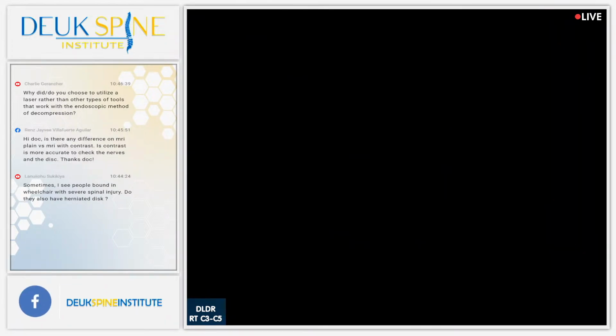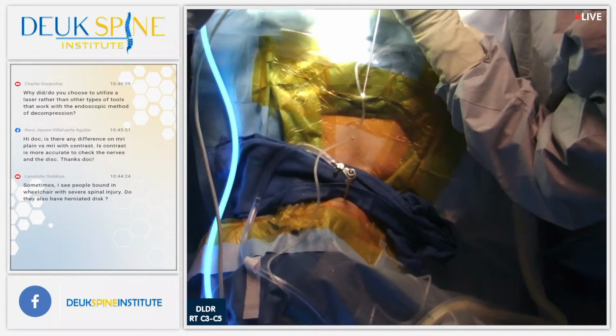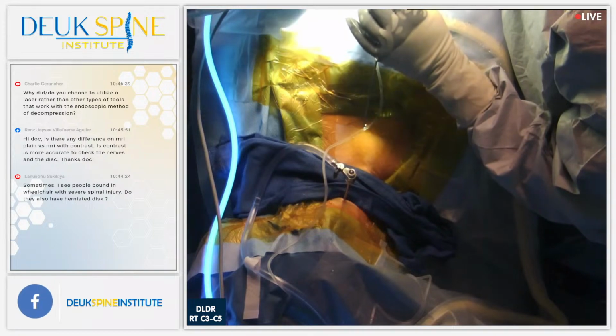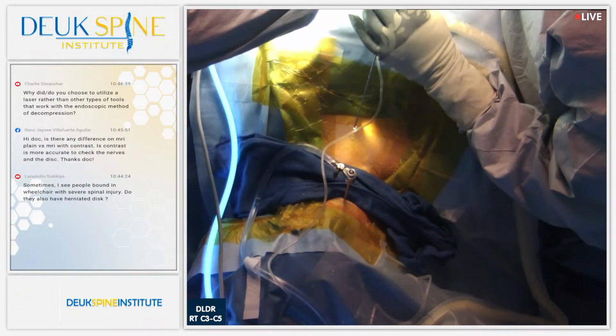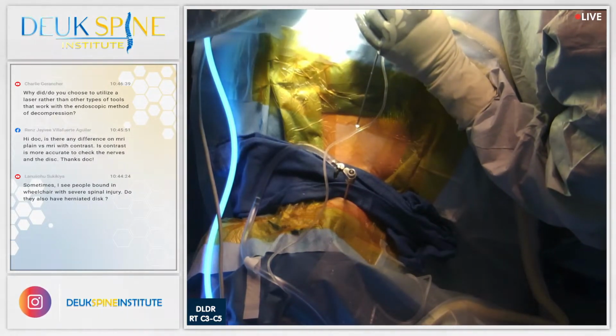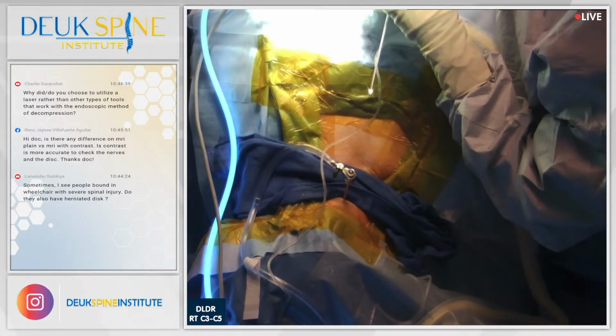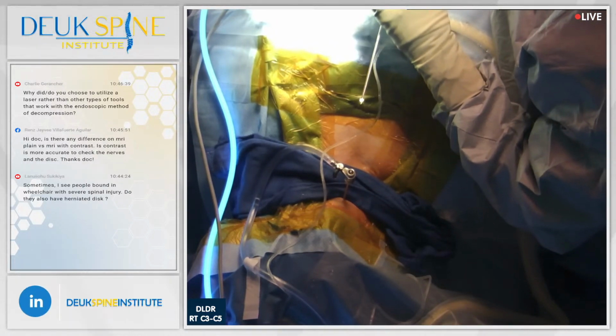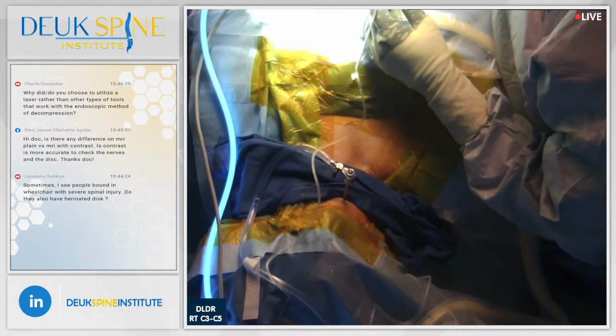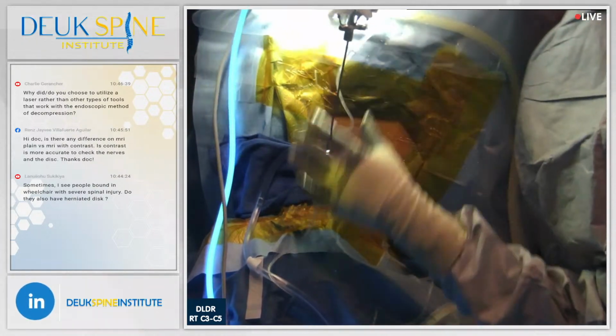But I think it's the glue. Yeah, I have a bad feeling it's the glue between the fibers because I was really pushing on the scope. So let's see if we can correct this.